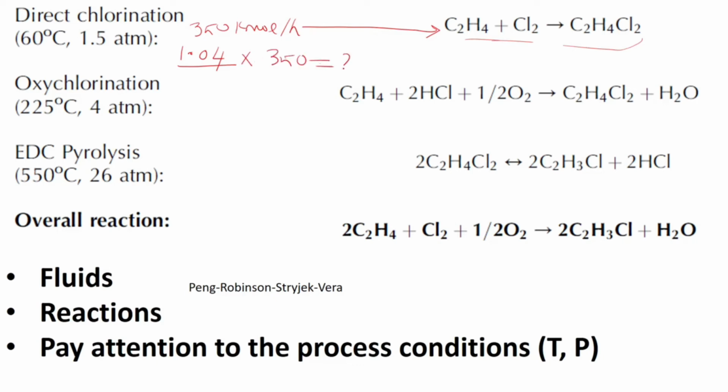So what should that value be? Let me use my calculator. I don't know how to open the calculator on my phone. Let me try. 1.04 multiplied by 350. Okay, that's 364.